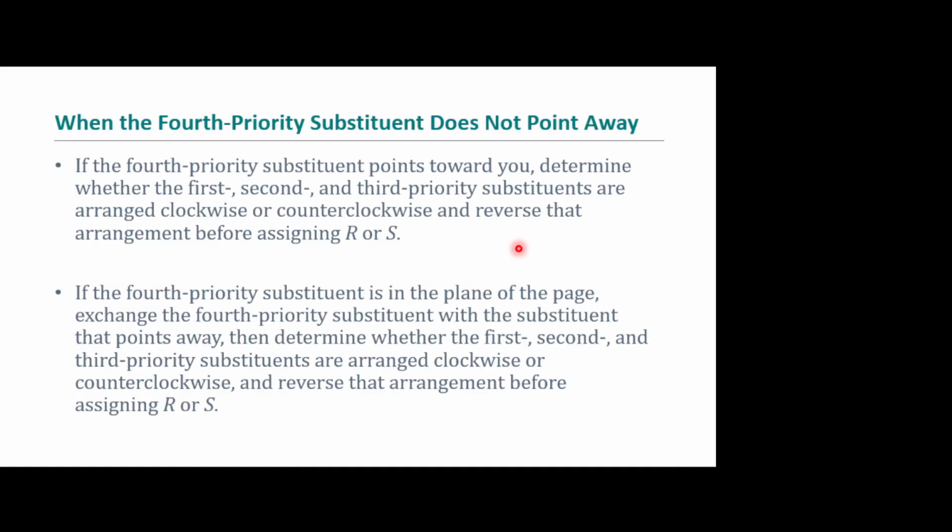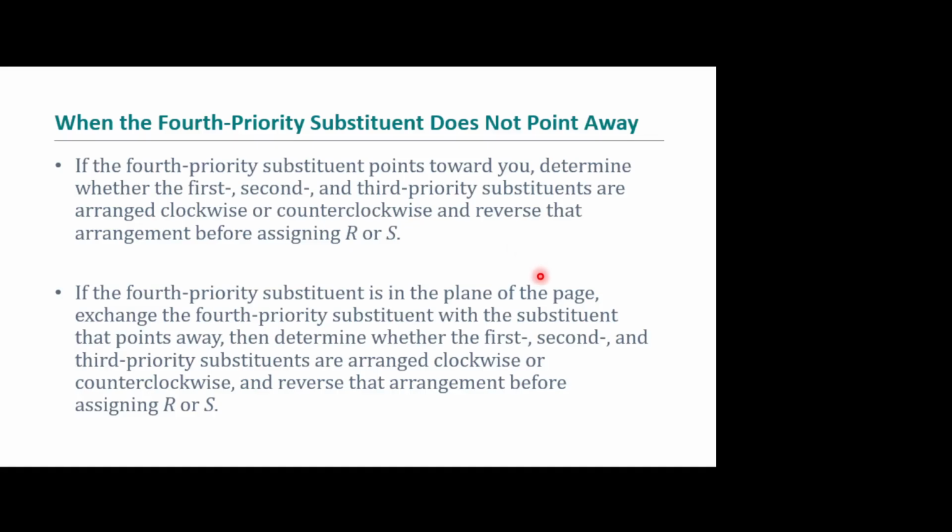Remember, it's the three sets of rules, right? If hydrogen's facing away from you, just assign your priorities: clockwise R, counterclockwise S. If hydrogen's pointing towards you instead, again, just assign your priorities, clockwise R, counterclockwise S, but you do one more step. If you got an R, the actual answer is going to be S. If you got an S, your actual answer is R. And again, that's if hydrogen is pointing towards you.